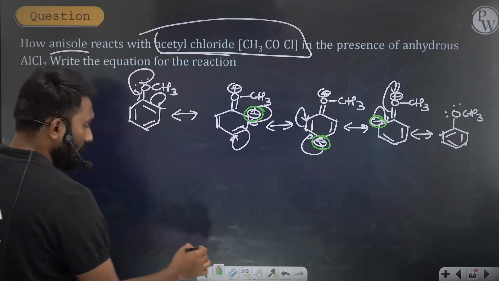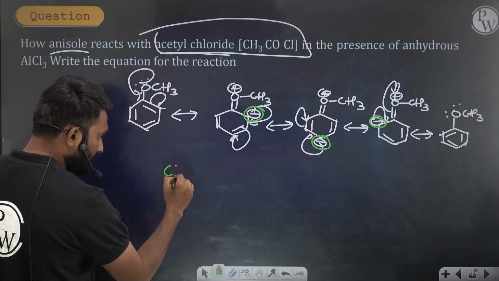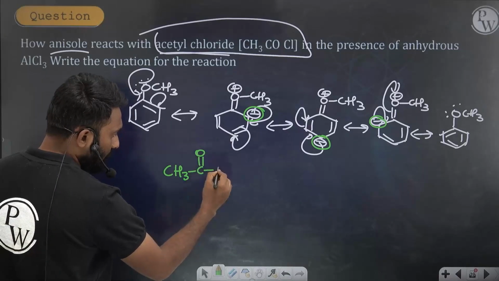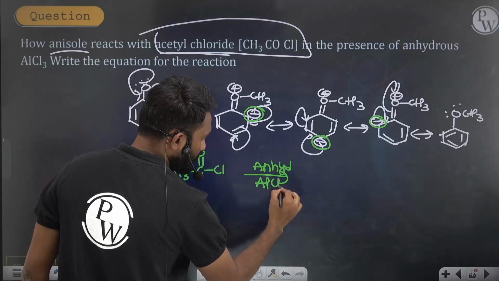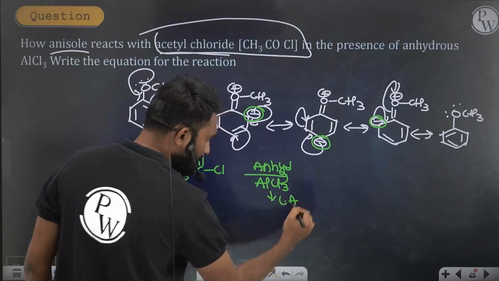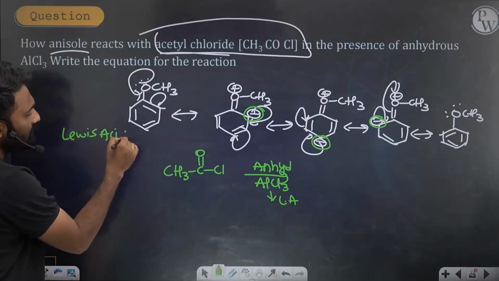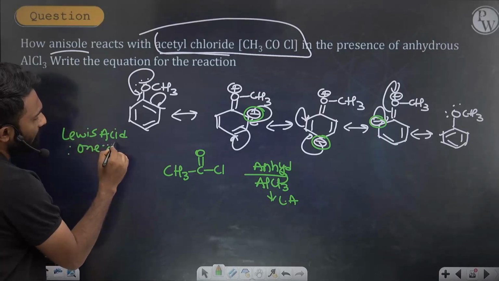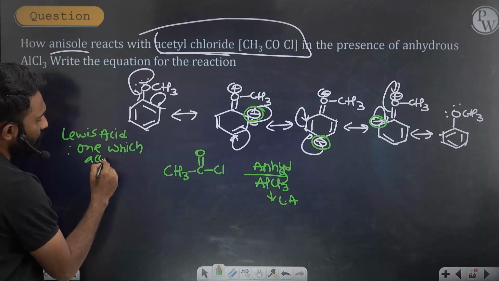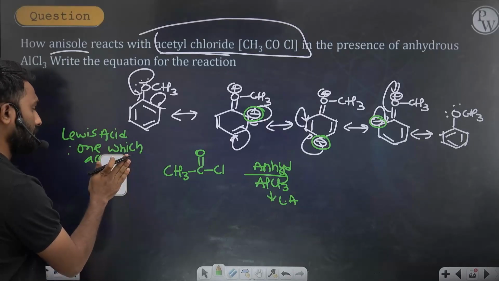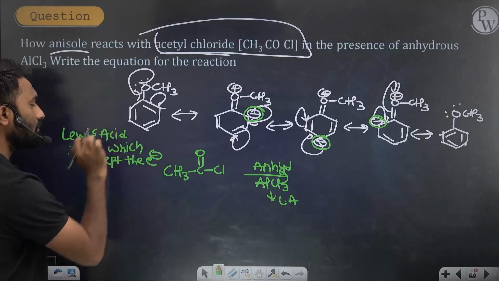Now here acetyl chloride, in the presence of anhydrous AlCl3. Now this AlCl3 is a Lewis acid. What is a Lewis acid? One which accepts the electrons. The one which accepts the electrons is known as a Lewis acid.